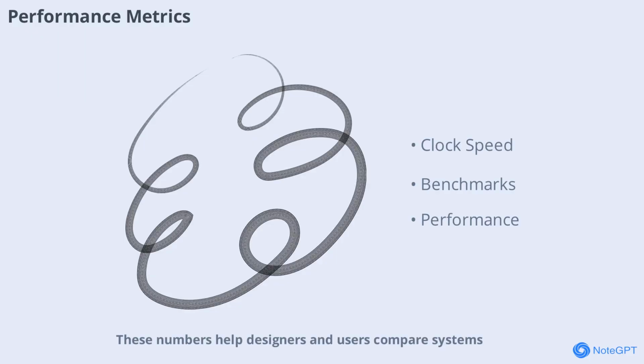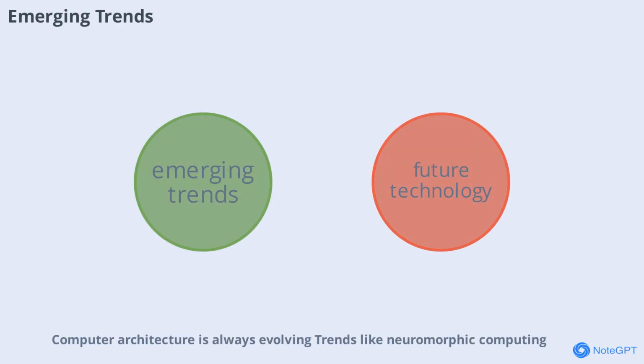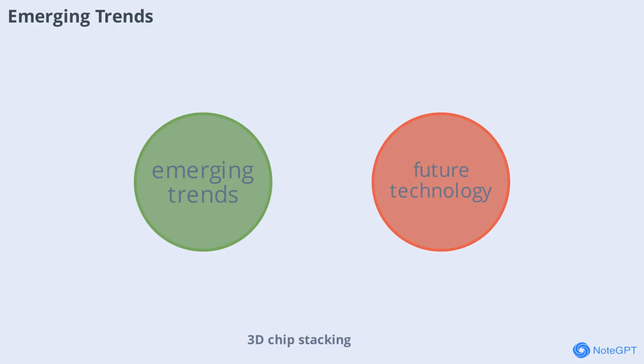These numbers help designers and users compare systems and make informed choices about hardware and architecture. Computer architecture is always evolving. Trends like neuromorphic computing, 3D chip stacking, and edge computing are pushing the boundaries of what's possible. Staying up to date with these trends is essential for anyone interested in the future of technology.